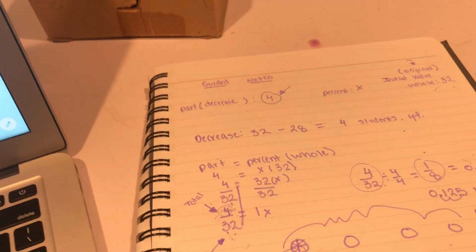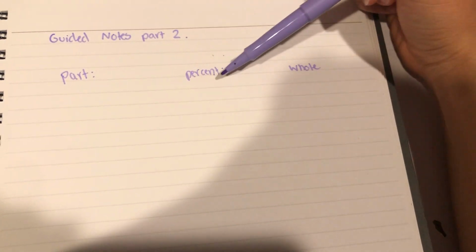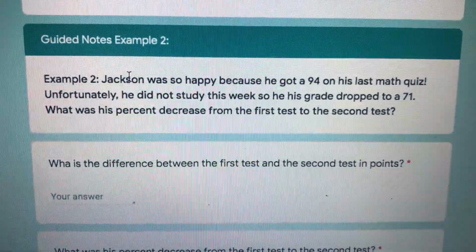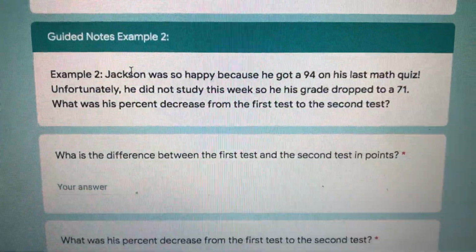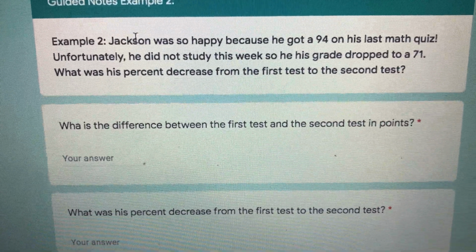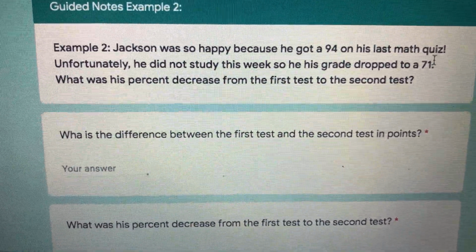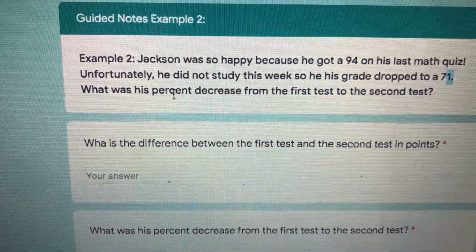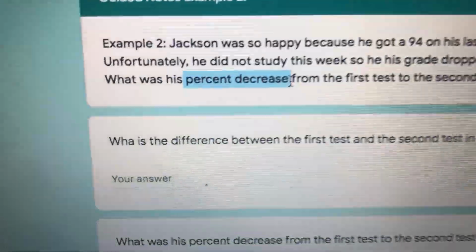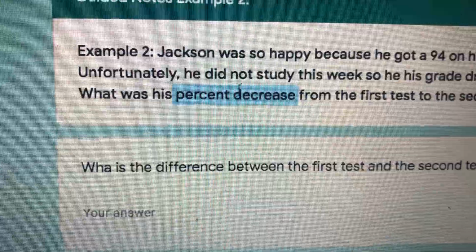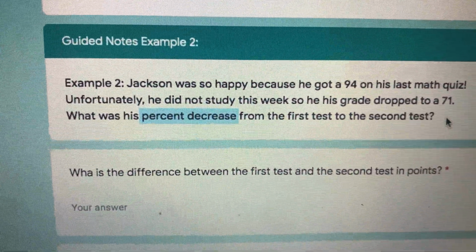Now, here we go. This should be very quick since we went over the notes. What I did was I flipped to the next page because I write really big. Okay. First thing you should always do in your notes is write part, percent, and whole. Always. Now I'm going to read over this example. It says Jackson was so happy because he got a 94 in his last math quiz. Unfortunately, he did not study this week, so his grade dropped to a 91. What was his percent decrease? Now, do you see that? If it says what is the percent decrease, that means we need to look for the decrease from the first test to the second test.